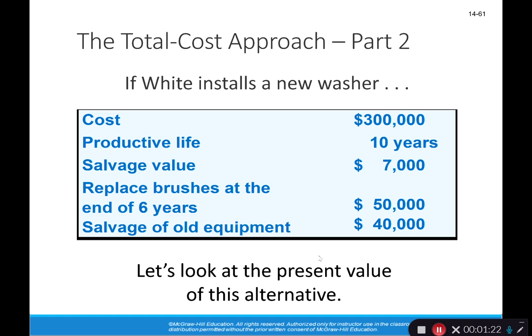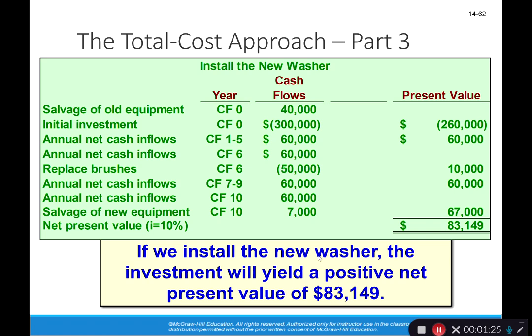So looking at the present value of this alternative, what do we have to do? Define all of our variables. So we're going to get the cash flow from selling the old equipment of 40, and then it costs $300,000 for the new equipment, giving us a negative 260 cash outflow today in period 0. Annual net cash inflows are going to be $60,000 for the new washer in year 1 to 5. In year 6, you'll get the 60, but you also have to replace the brushes for a $50,000 outflow. So the net benefit in year 6 is only 10.